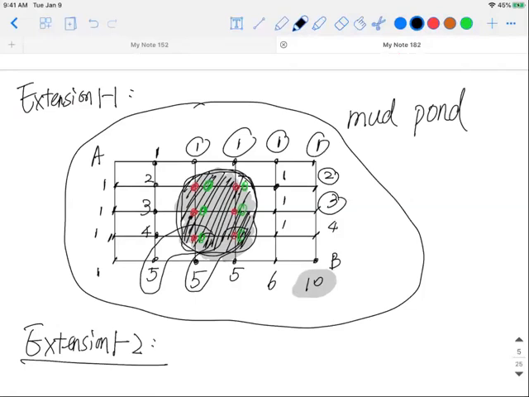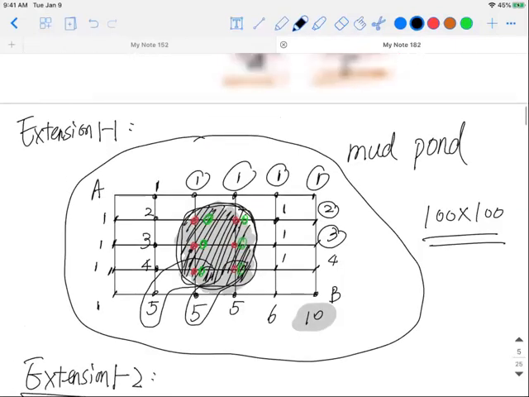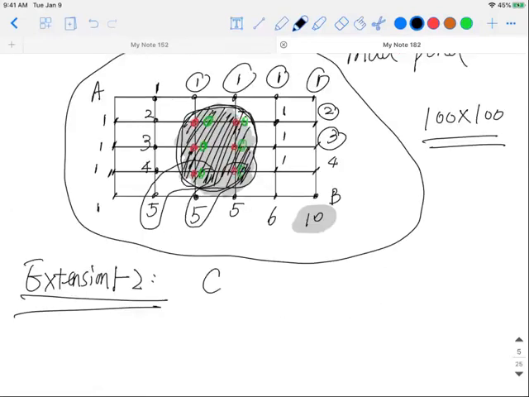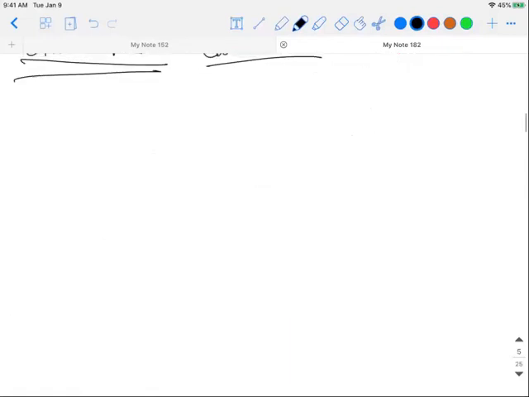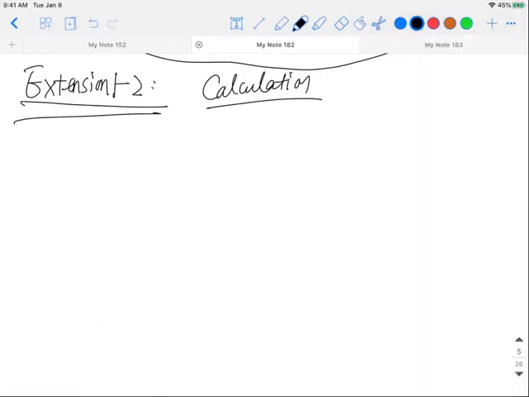So do we have something more straightforward for us to solve a complicated problem? Let's say I give you 100 times 100. What are we going to do? How are we going to solve it in a more straightforward way? That's actually my extension number 2. So extension number 1 is more like you are counting. Extension number 2, let's do some calculation. Can I use a calculation way to calculate this fairly quickly? That's actually a problem from here.